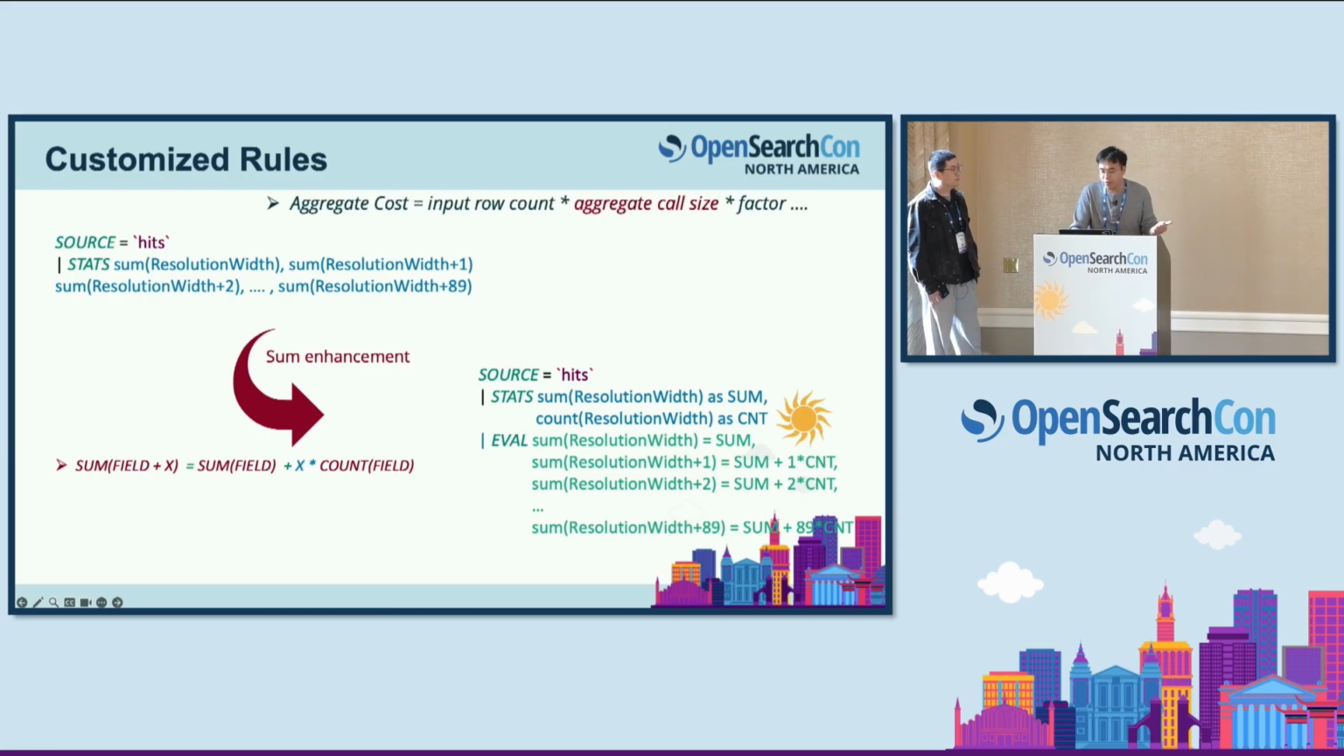And let's see how it affects the cost of the plan. The cost of aggregate is calculated by multiplying the input row count plus the aggregate call size, another factor. Since we reduced the aggregate call size from 19 to 2, the cost will also be reduced by 45 times.